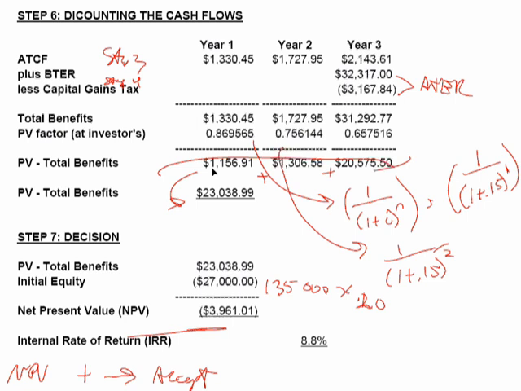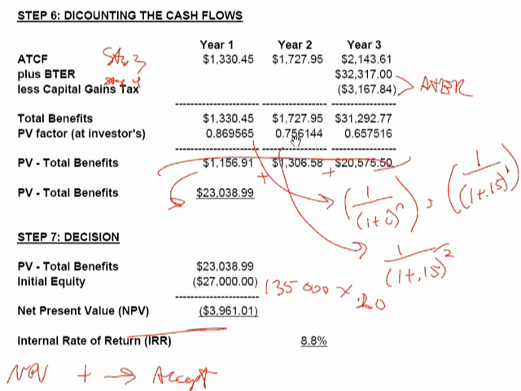And if you multiply the total benefits for year 1 times the discount factor for year 1, okay, this is multiplication, you get $1,156.91. So we've taken 1330, which is at the end of year 1, we've discounted it back 1 period, to $1,156.91. So year one is taken care of now.